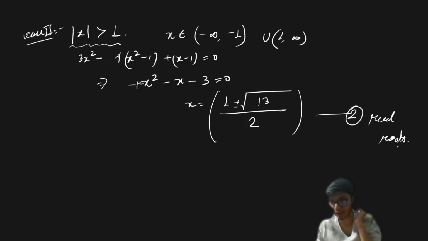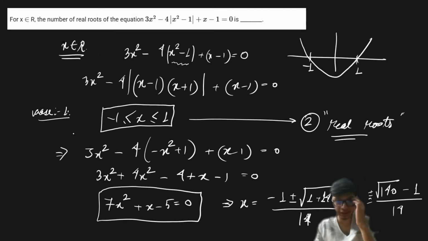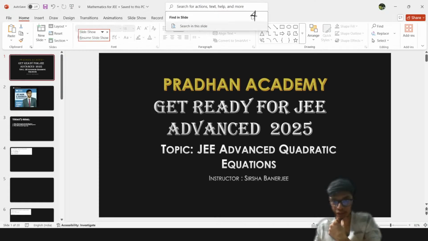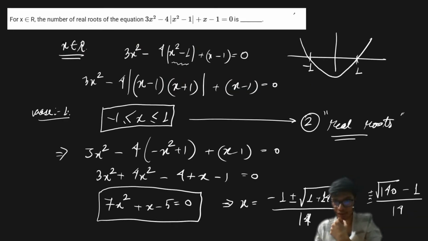So, in this case also I will have two real roots. Therefore, the total number of real roots for this particular equation will be equal to 4. I will have four different real roots for this question. So the answer, or numeric value, is going to be equal to 4.